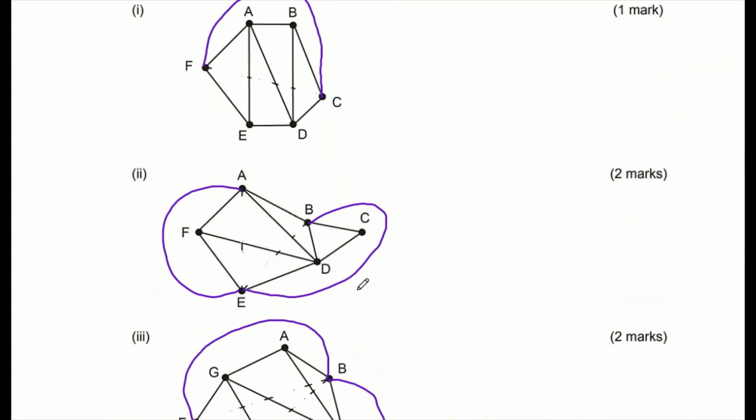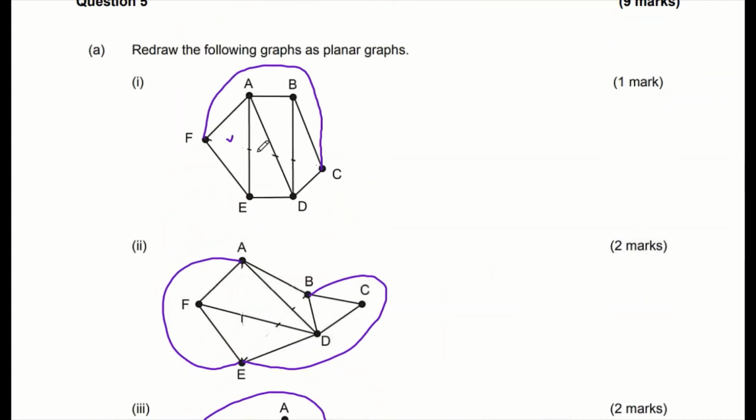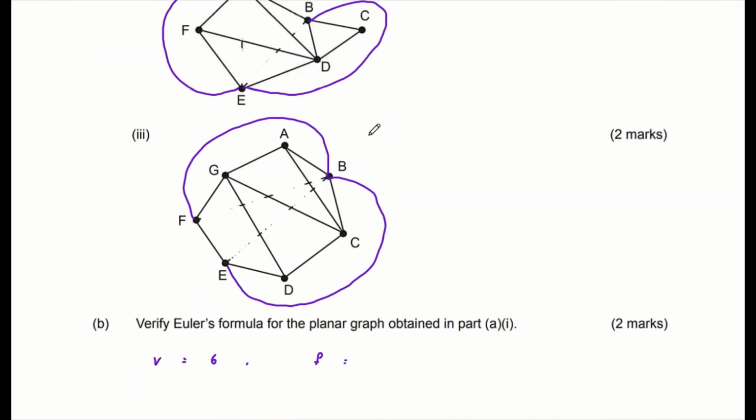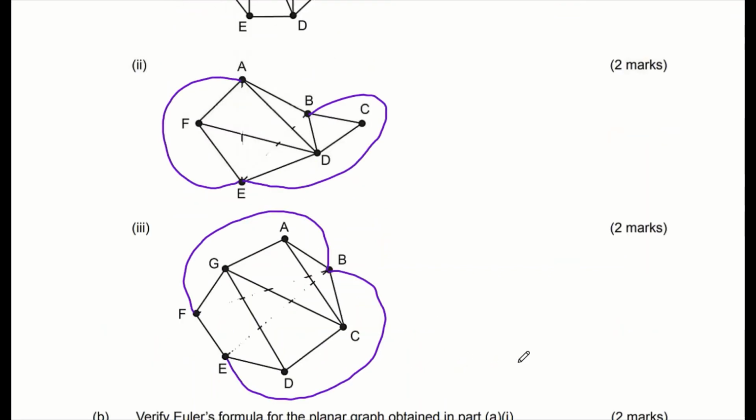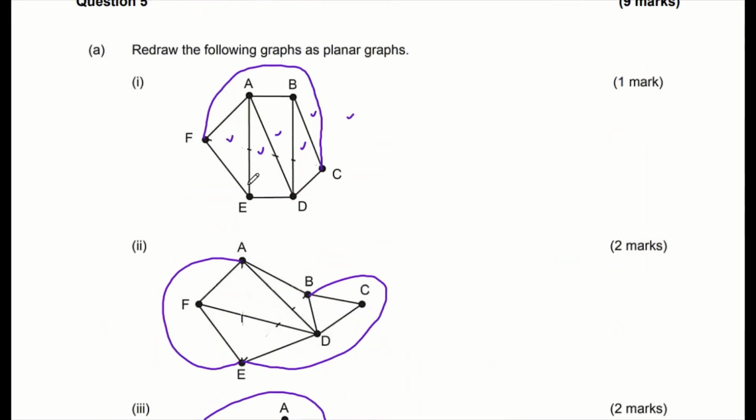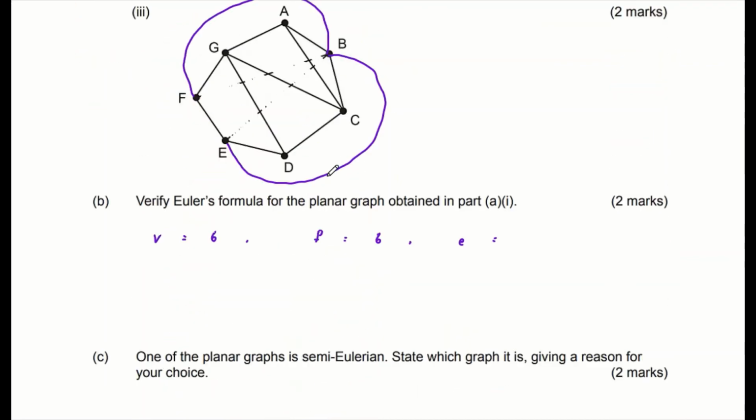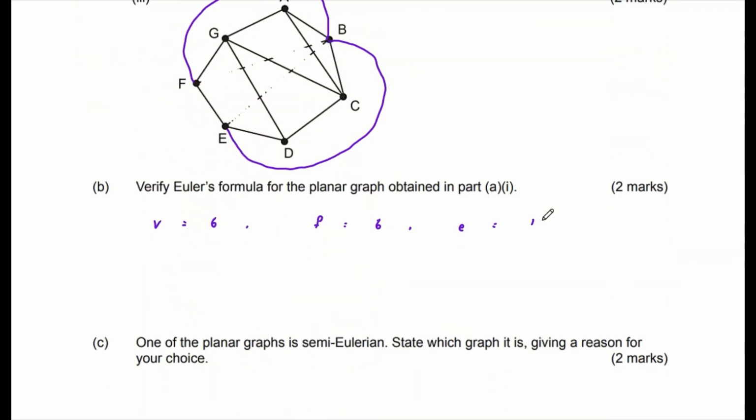Next, the number of faces. Remember, the outside is counted as 1. So 1, 2, 3, 4, 5, and then 6 outside. So you have 6 faces. After that, the last one is the edges. That is 1, 2, 3, 4, 5, 6, 7, 8, 9, 10. So 10. Remember, when you write down, do not write down the whole Euler's formula first. You should just do V plus F minus E, equal to, then you substitute all the numbers that you have.